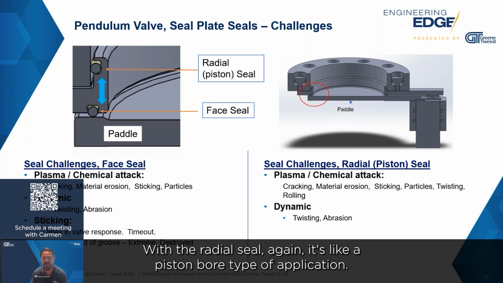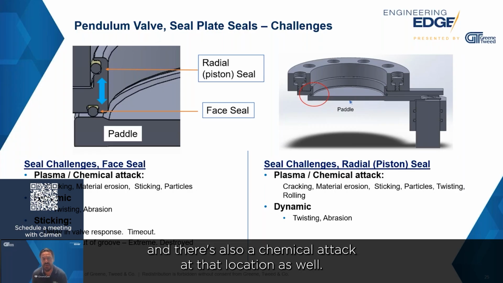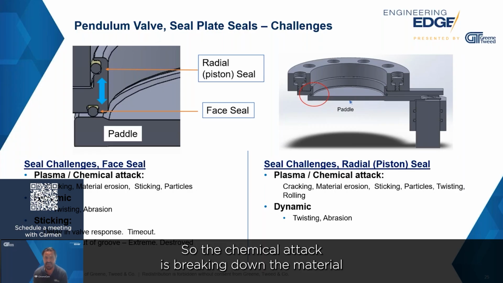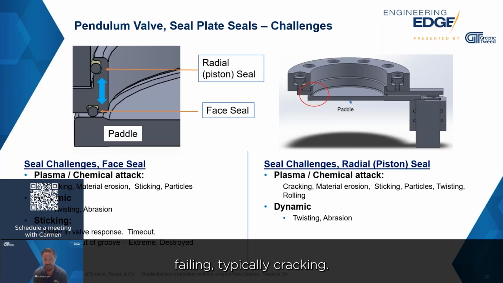With the radial seal, again, it's like a piston bore type of application. The dynamic motion can cause twisting and abrasion of the seal in the groove. And there's also chemical attack at that location as well. So the chemical attack is breaking down the material, and so that chemical stress leads to the seal material failing, typically cracking.